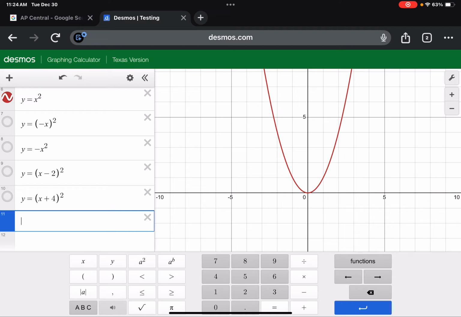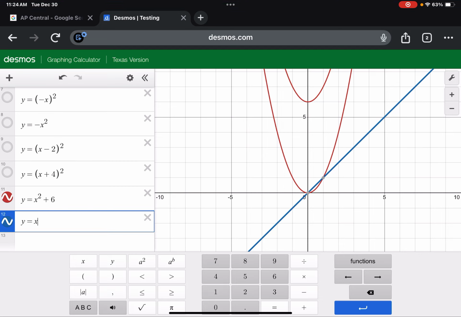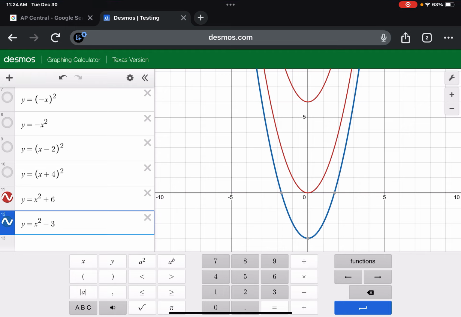Let's try something else. Let's do a vertical translation. We could do y equals x squared plus 6. You can see how your graph shifted up 6 units. You also could have done y equals x squared minus 3. There you see your graph shifts down 3 units.